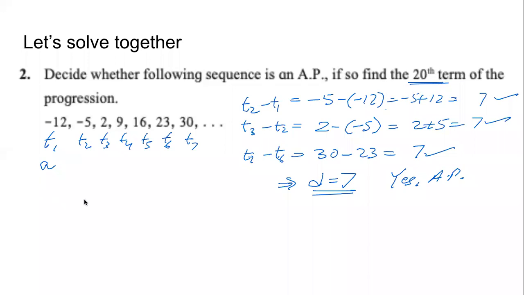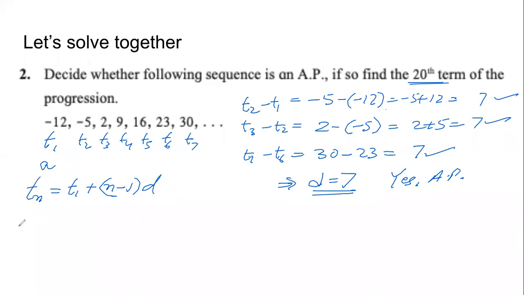So we can either add 19 times, or we will use the formula for the nth term. The formula for the nth term is Tn equals T1 plus n minus 1 into D. Please write this step. Why? Because there is some mark for the correct formula also. It is possible that we write the formula correctly, but we solve it wrong. So if you at least write the formula, we will get some marks. If you don't write the formula and our solution is also wrong, then we will get nothing.